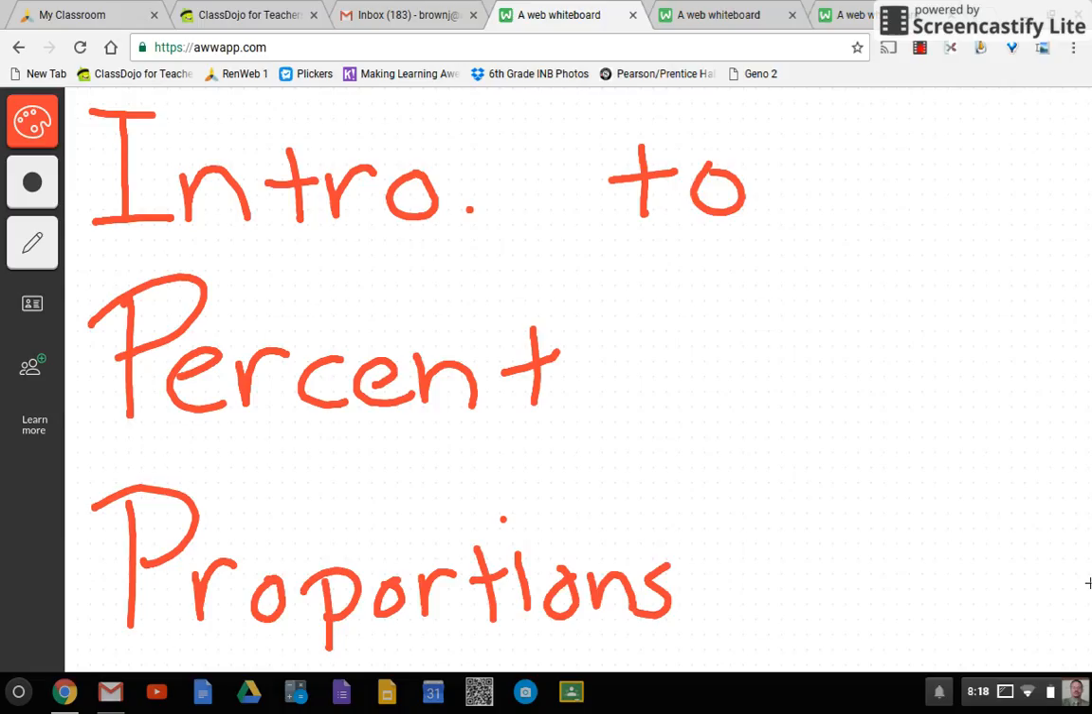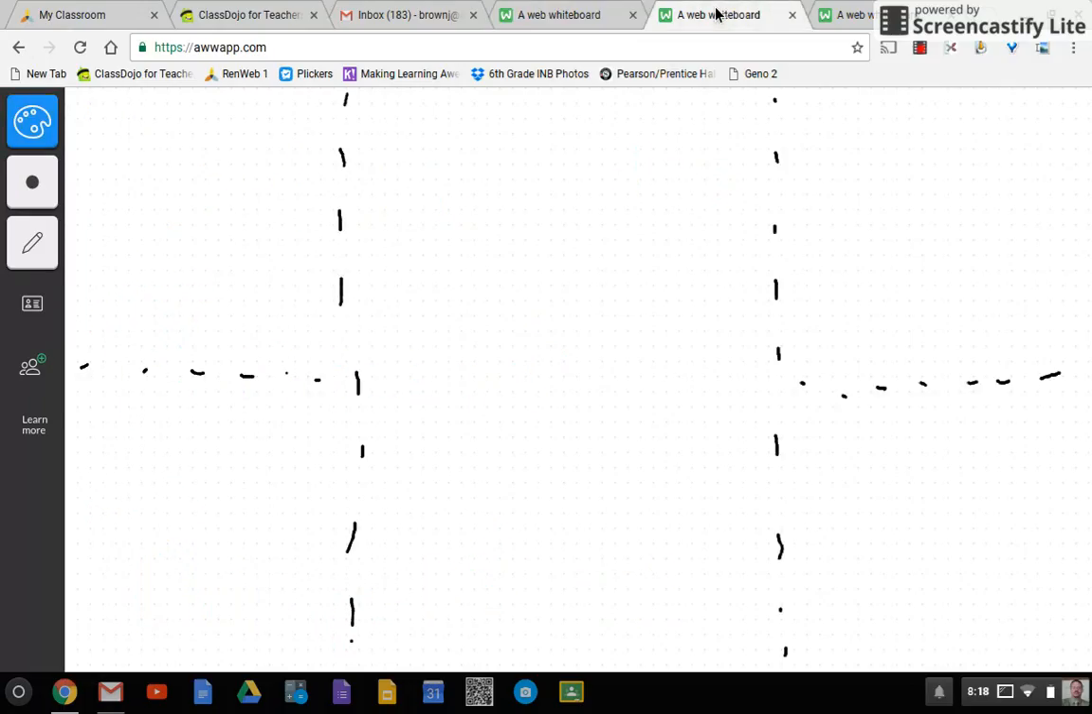Okay, we're going to do a little intro to percent proportions. We've already done proportions, so this shouldn't be too much new. In case you don't recognize this, this is the inside of the foldable that we put inside your book. It says part, whole, and percent and 100 on there. So this is the inside of that, and there's nothing there because you probably haven't written anything.